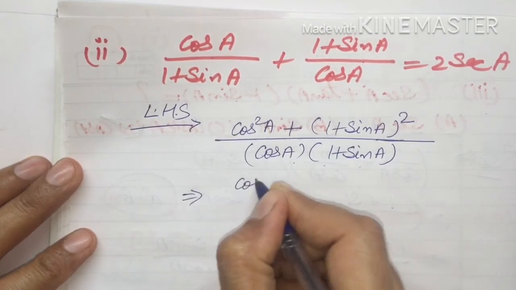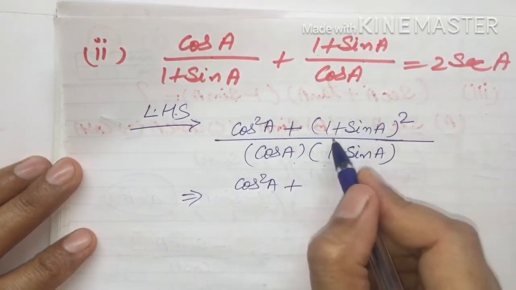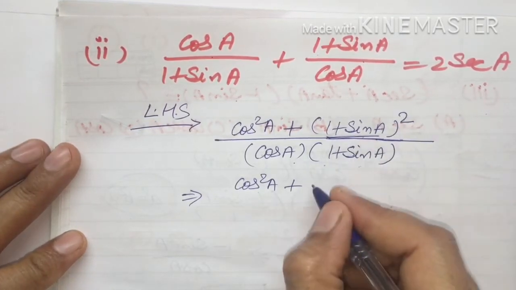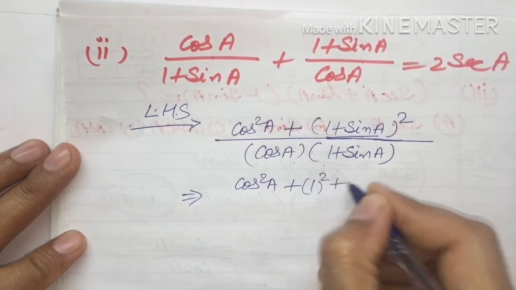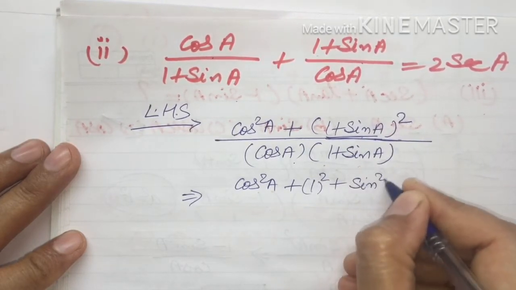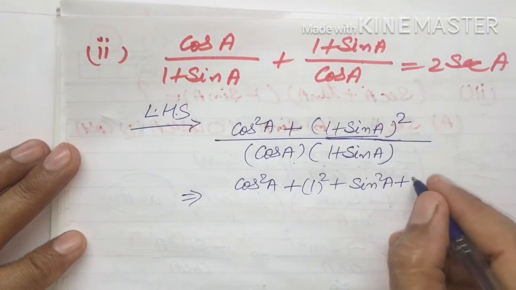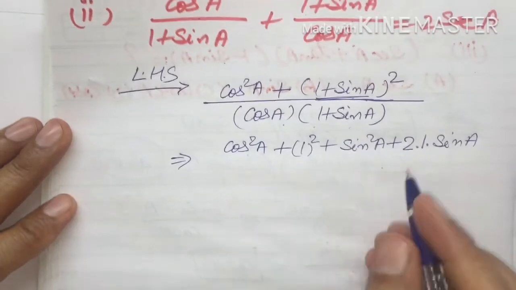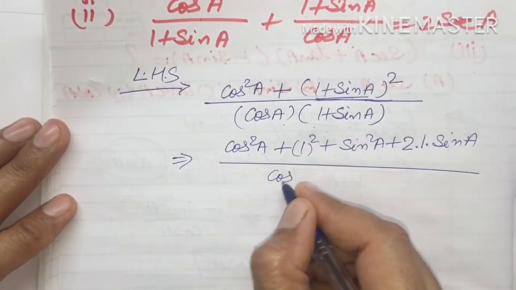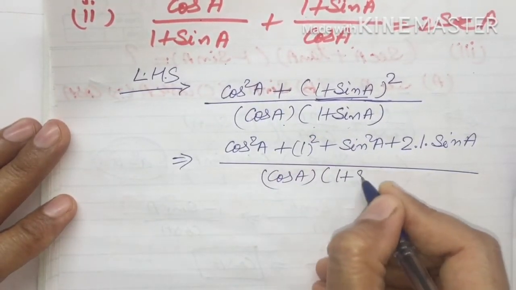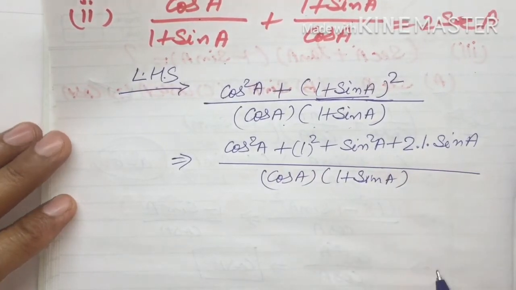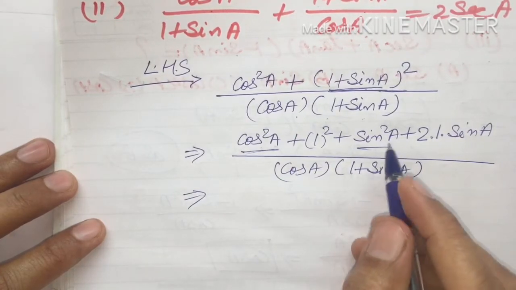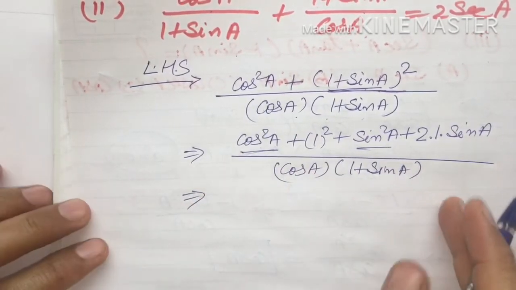Now in the next step, cos square A we will write in the same, and this is the identity A plus B whole square. So we will open that. A square means square of 1 plus B square sine square A plus 2AB. So 2 into A into B upon cos A into 1 plus sine A. So in the numerator, cos square A plus sine square A. So this is our identity, that cos square A plus sine square A is equal to 1.